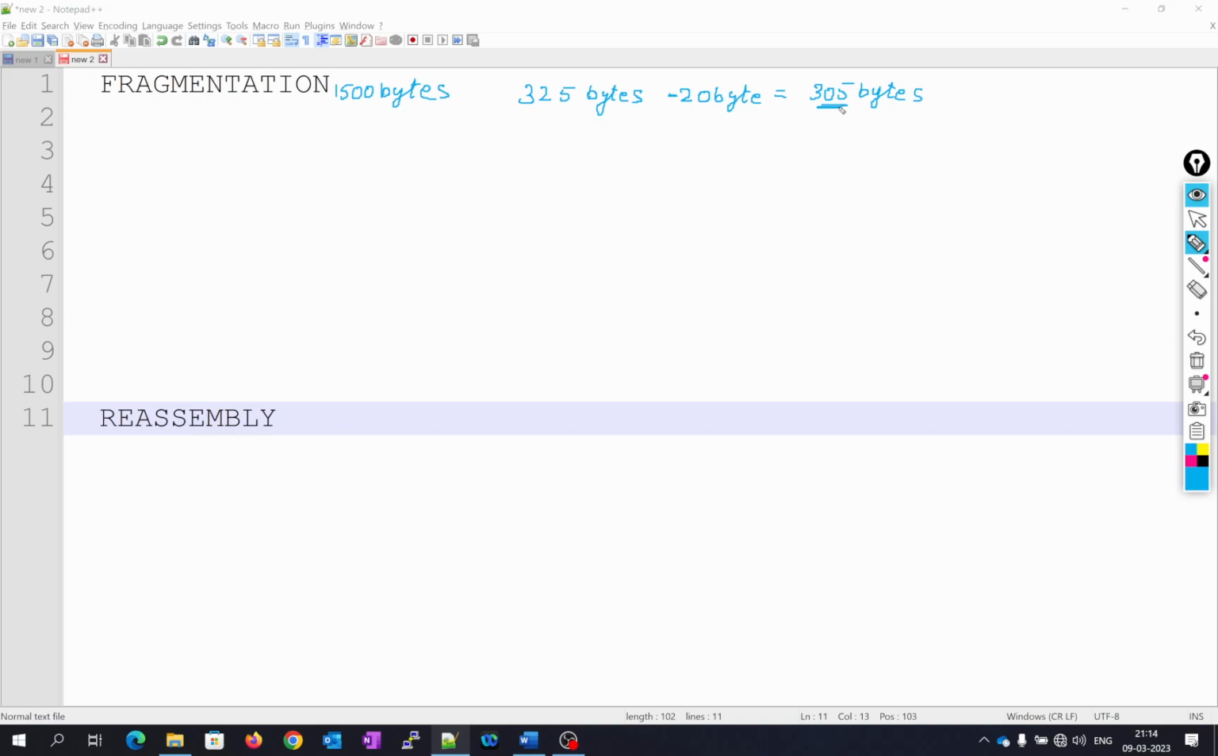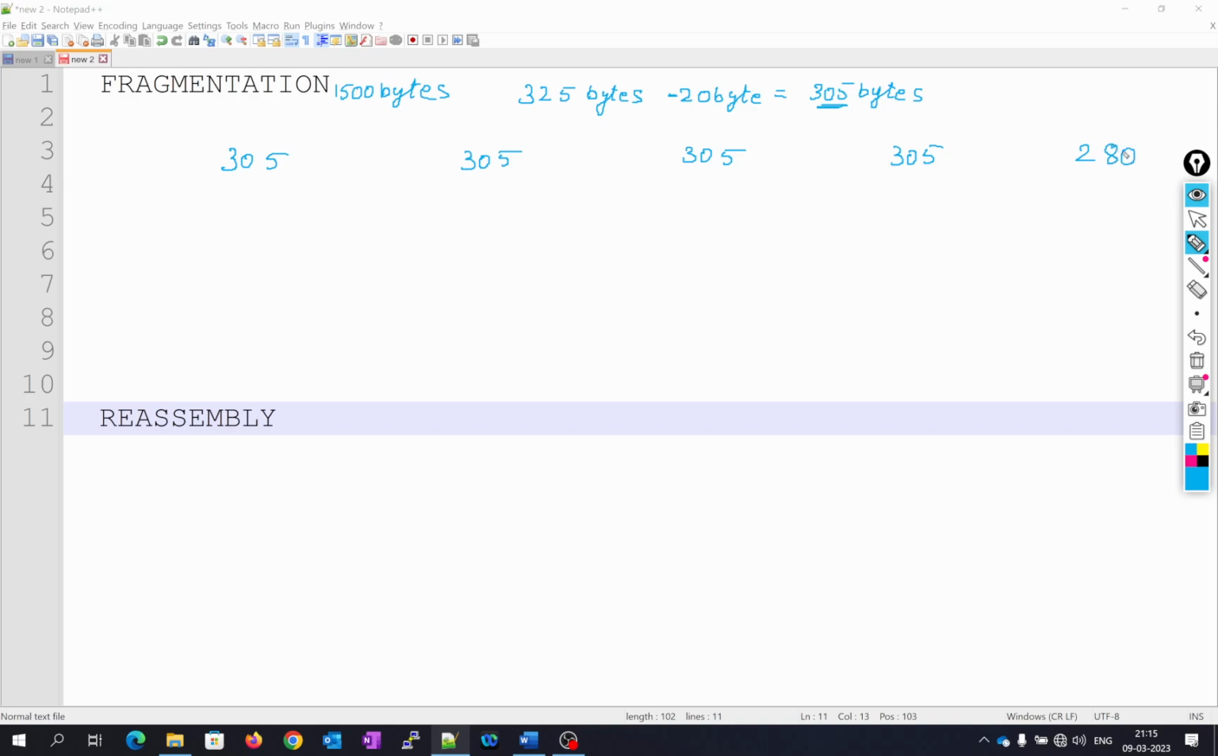What will happen? Here, the router will divide it into multiple fragments. How many fragments will it make? It will have 5 fragments. So we will have 305, 305, 305, 305, and the last fragment will have 280 bytes.